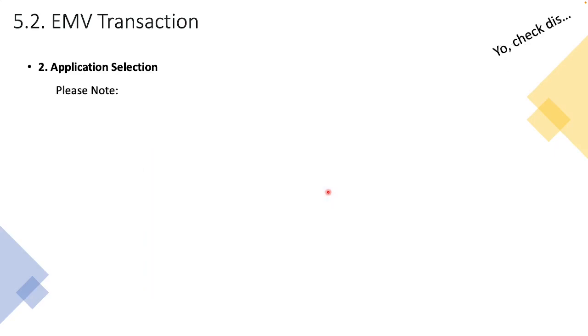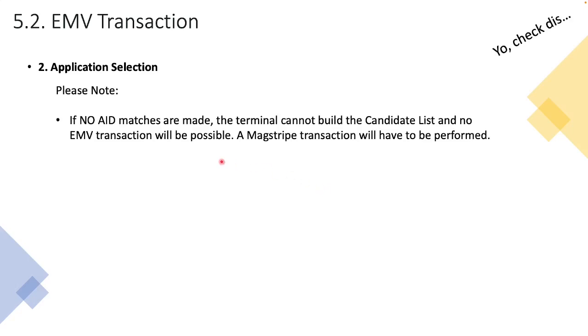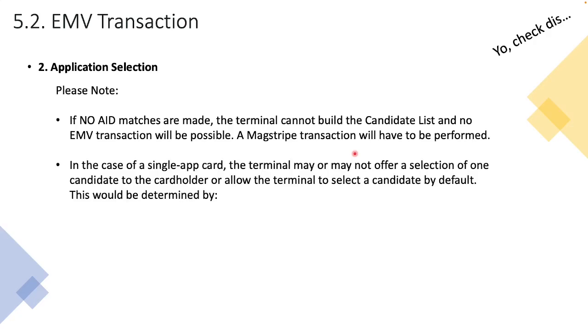Okay, so please note the following. If no AID matches are made, so if the 3 AIDs that are on the card are not supported by the terminal, they don't appear on the terminal's AID list, the terminal cannot build a candidate list. Okay, and in this case, you cannot do an EMV transaction. So in this case, you'd have to do a magstripe transaction. No chip transaction is possible here.